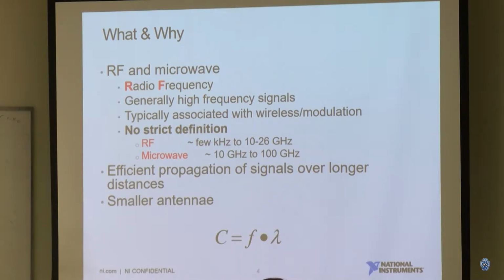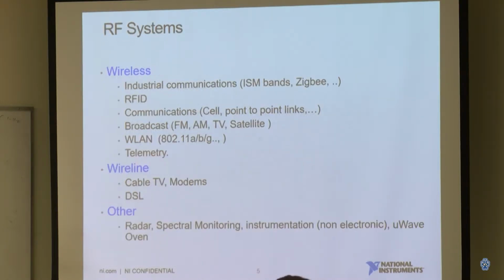When we talk about RF and microwave signals, there are some rules we have to follow, like c equals f times wavelength. The speed of light is a constant value. That means as you go to higher frequency, your wavelength is smaller. So this is the rule you have to follow. If you go to higher frequency, you have a lower wavelength and a smaller antenna.